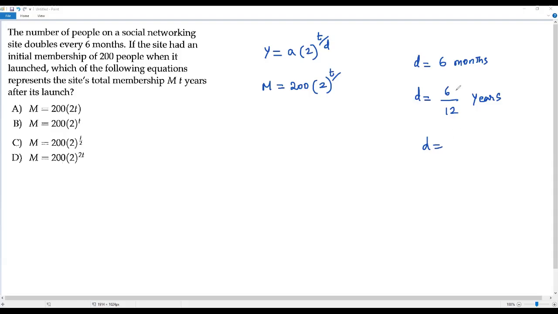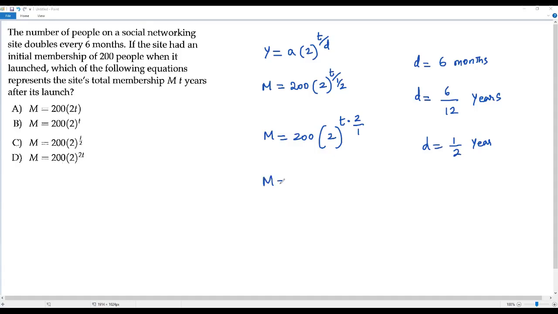So d equals, when I simplify 6 divided by 12, I'm getting 1 over 2. So d is equal to half a year. So we can plug in 1 half for d over here. So now capital M equals 200 times 2 to the power of. We can write this t as it is, and we can change this division into multiplication. When I change the division into multiplication, I have to take the reciprocal of the denominator. When I take the reciprocal of this 1 half, it will become 2 over 1.